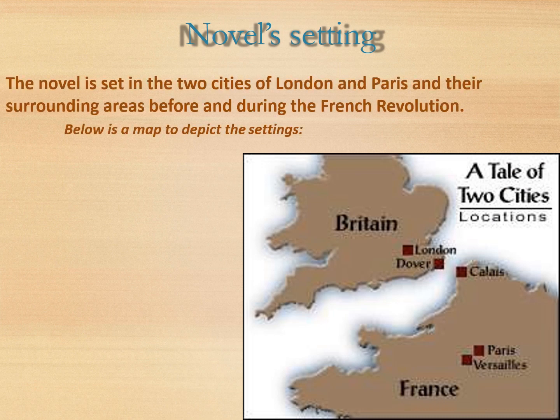The novel setting. The novel is set in two cities, London and Paris. So we have the novel in two cities. That's why it's A Tale of Two Cities. It is set in these cities and their surrounding areas before and during the French Revolution.